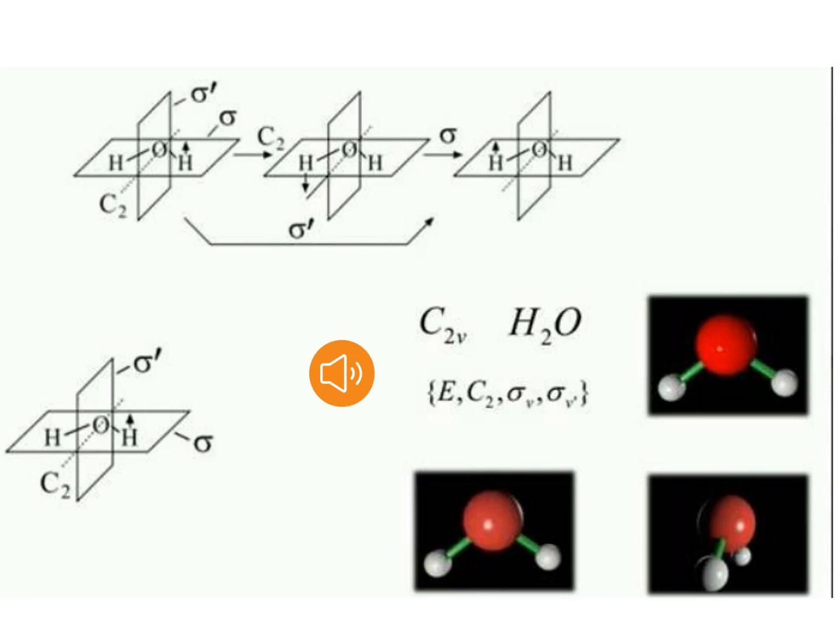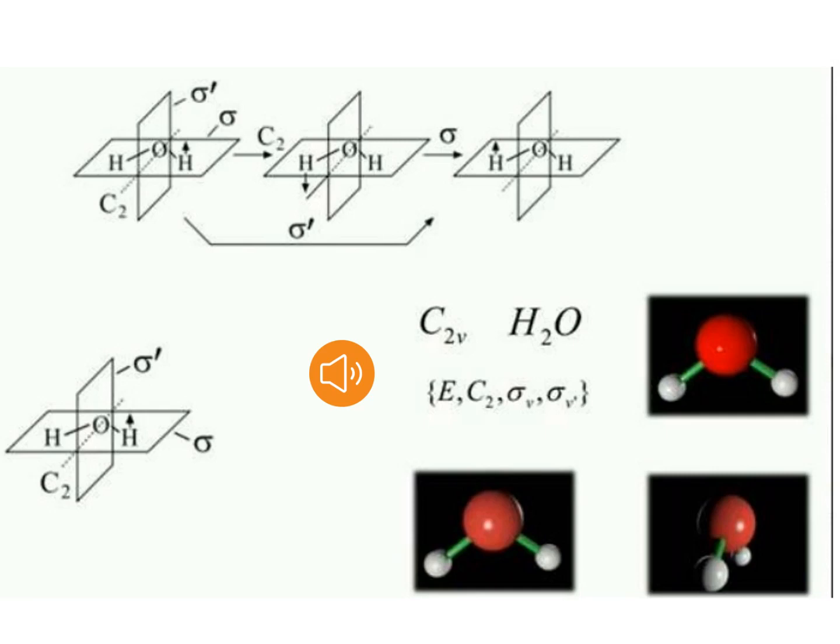So in the water molecule, the only proper rotation Cn is C2. C3, C4 or any other proper rotation do not exist in the water molecule. So we have only the C2 symmetry element in the proper rotation. Now we move to the plane of symmetry.